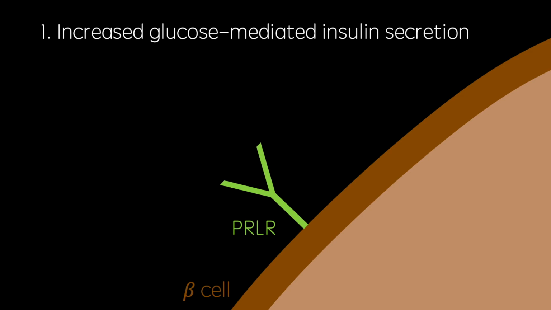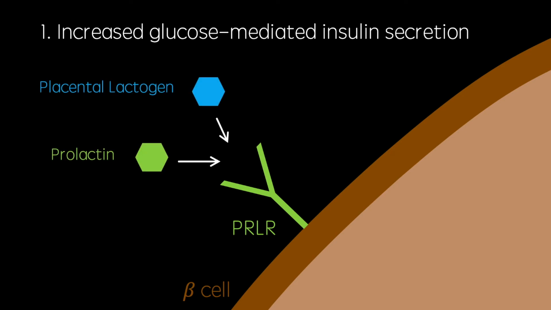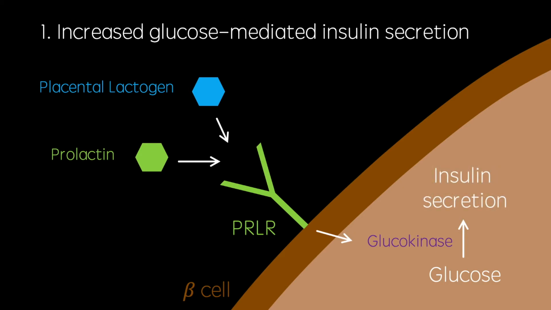Prolactin and placental lactogen both act on prolactin receptors on beta cells. The activation of these increases the activity of glucokinase, one of the key enzymes of glycolysis. This increases the rate at which glucose is processed by the beta cell and therefore the rate at which insulin is secreted.